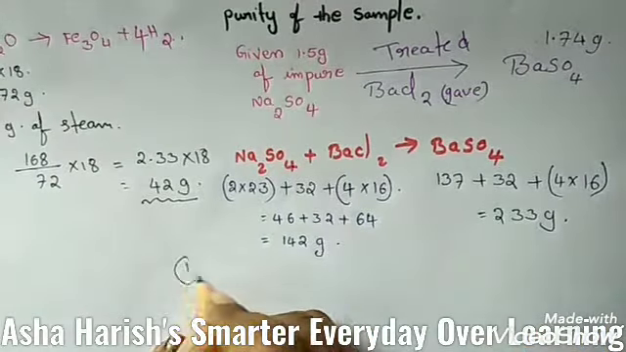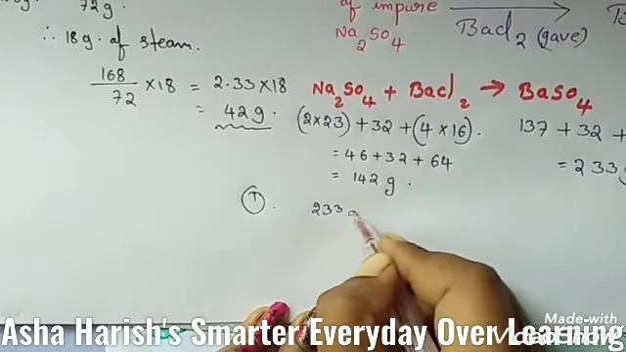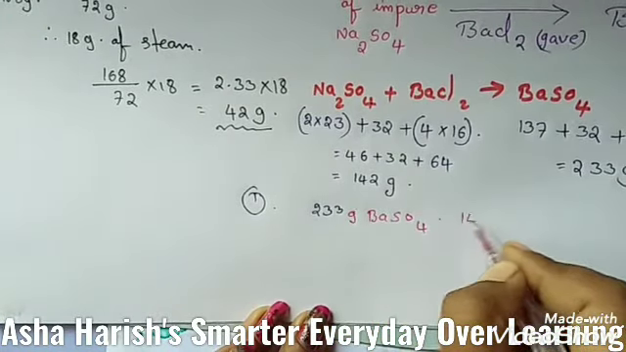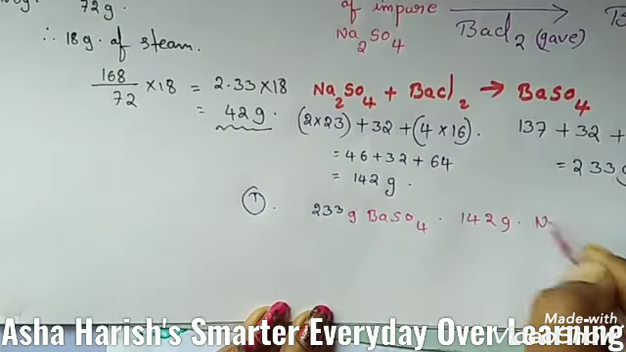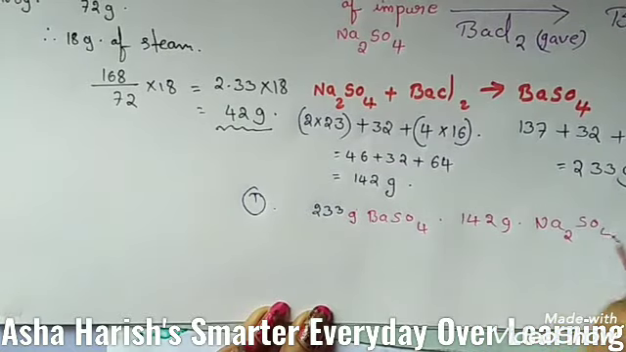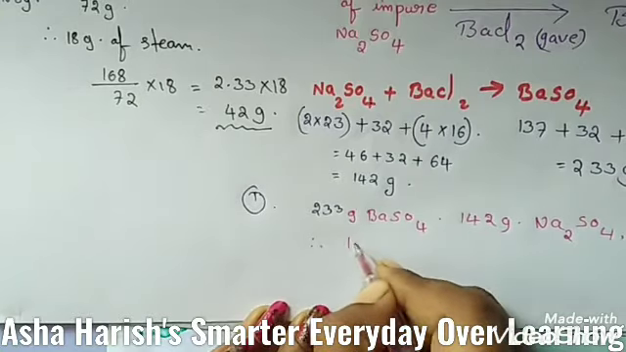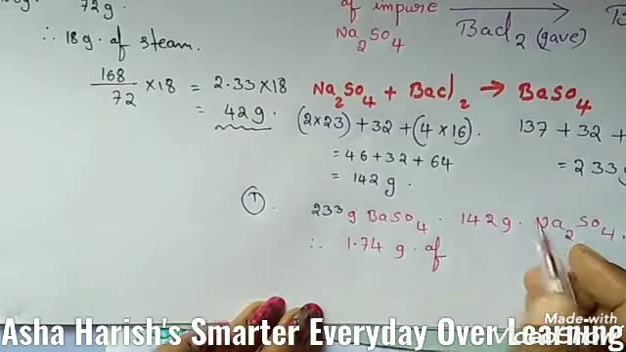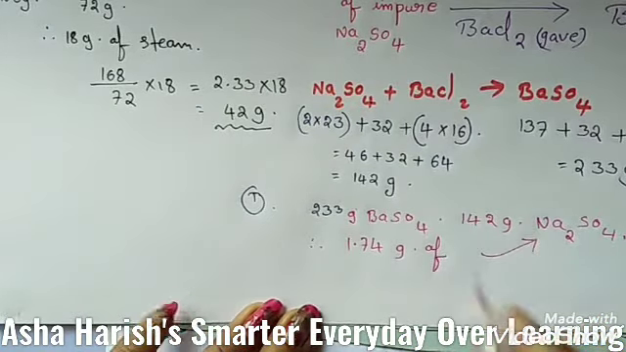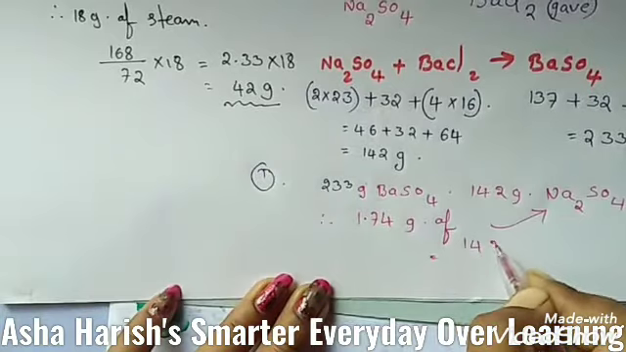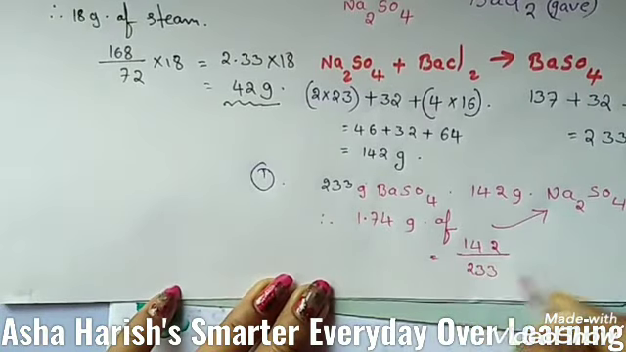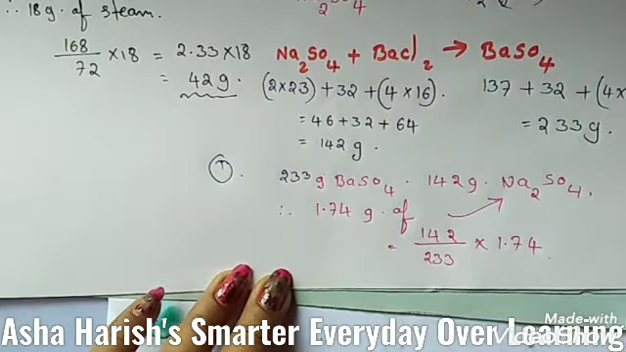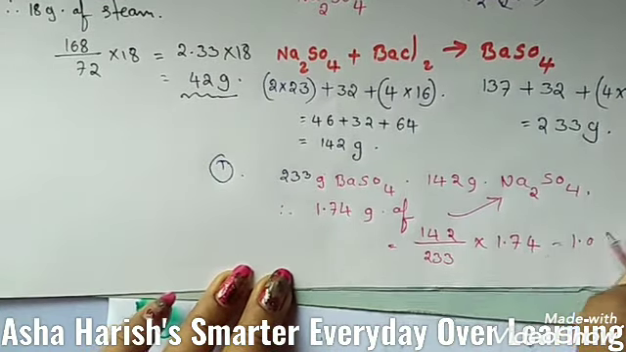In step 1, what we have, 233 grams of barium sulfate are produced from 142 grams of sodium sulfate, Na2SO4. Therefore, 1.74 grams of it would be obtained from this sodium sulfate is equal to 142 by 233 into 1.74. Through this simple calculation, you should get 1.06 grams.